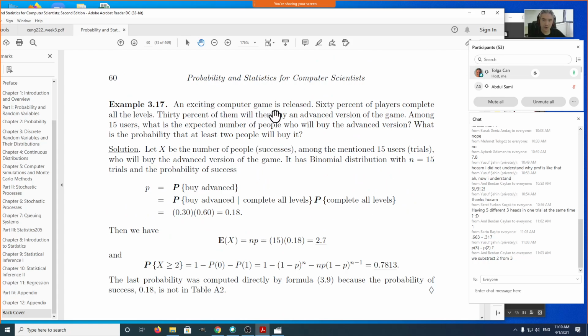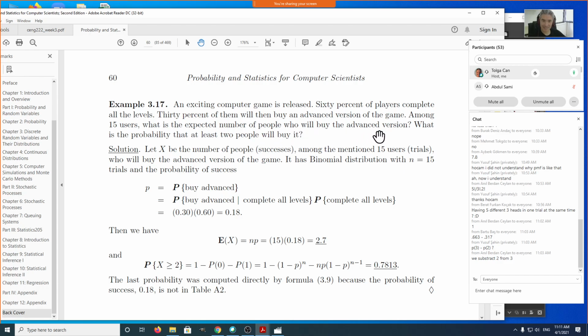An exciting computer game is released. 60% of players complete all the levels. 30% of them will then buy an advanced version of the game. So only the people who are going to buy the advanced version are 30% of that 60%. Among 15 users, we know only 60% of them are going to complete all the levels, and out of that, 30% are going to buy the advanced version. So among 15 users, what is the expected number of people who will buy the advanced version?